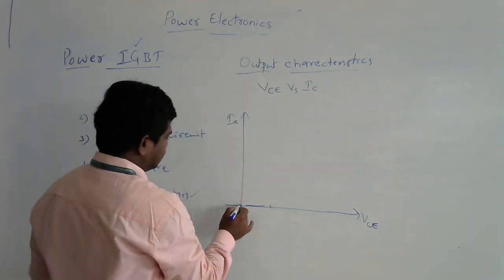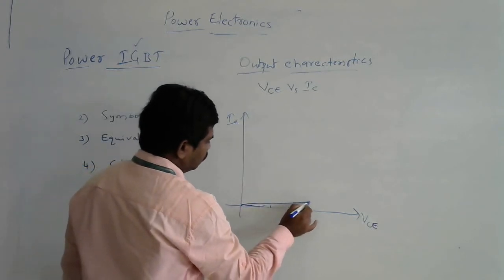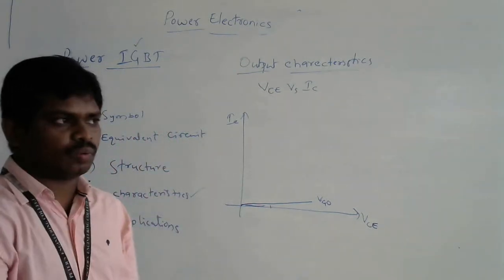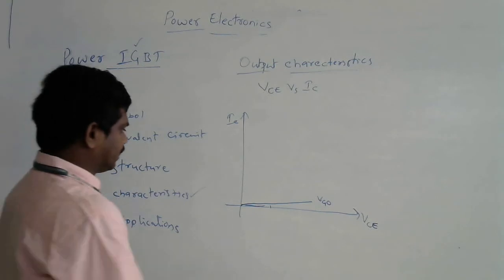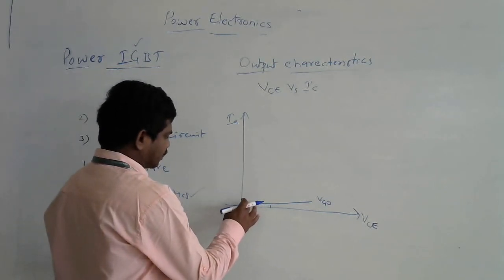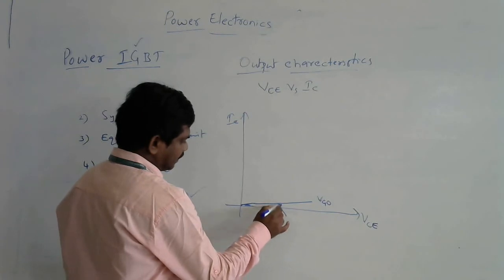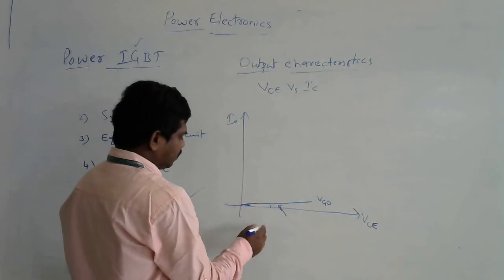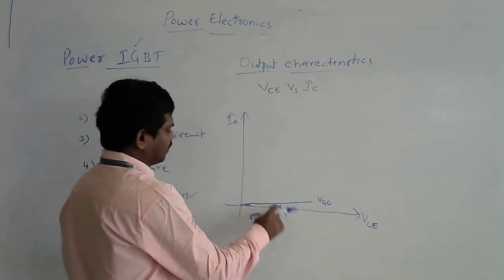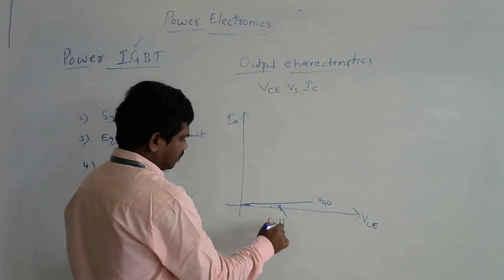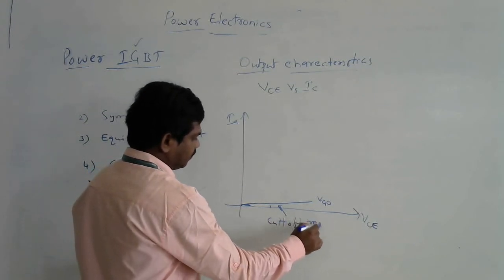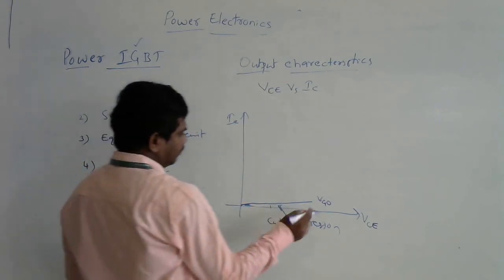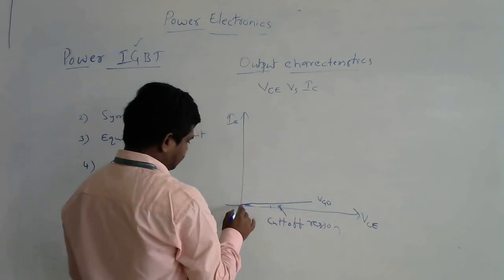Then we'll see the characteristics for 0 VG. This is VG0. VG0 means there is no voltage applied through the gate terminal. Therefore, no conduction takes place. This is what I call leakage current. It's not an actual current. This region I am calling the cutoff region, where the device is not conducting and does not allow current from collector to emitter for 0 values of gate voltage.